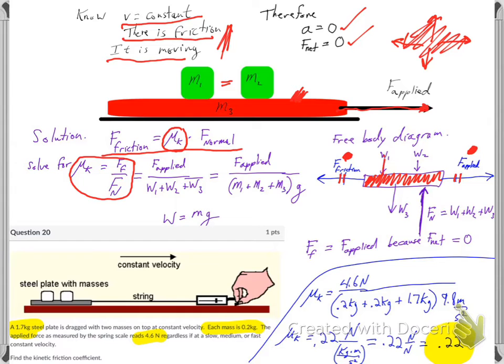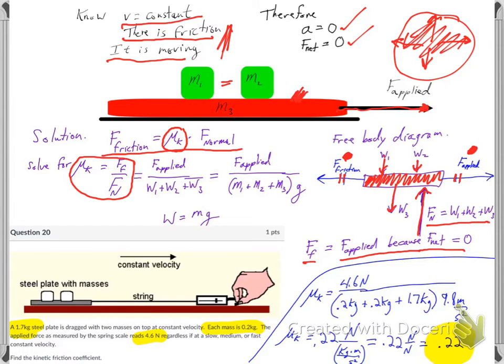All these weights going down have to be counterbalanced, or matched, by an upward force. There's an upward force pushing up. That way, because this steel plate is not sinking through the table or the floor or the surface, there's a normal force pushing up on it. And therefore, we also know the normal force is equal to the sum of those weights. So that's really, really helpful. Now we also know the friction force is equal to the applied force because the net force is 0.